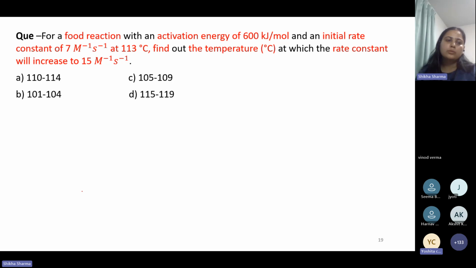Ma'am, we just have to choose the option, na? We don't have to explain the answer. Yes, but you should know, because you are going to get an examination for the same, and you should understand the concepts behind each and every question so that you can solve them during the examination.